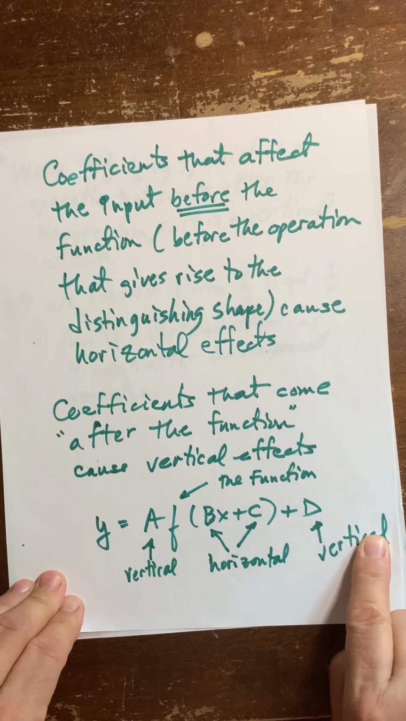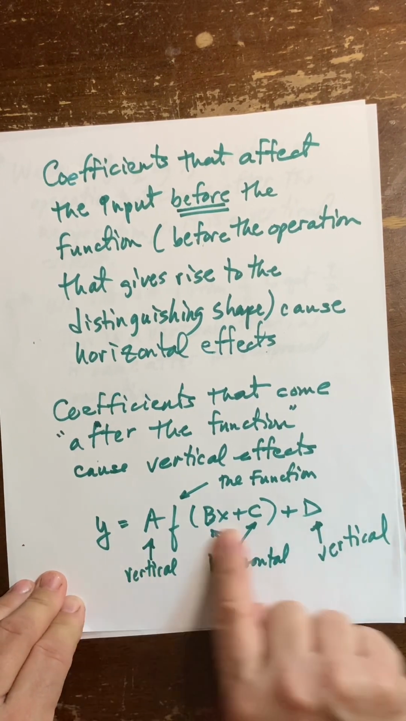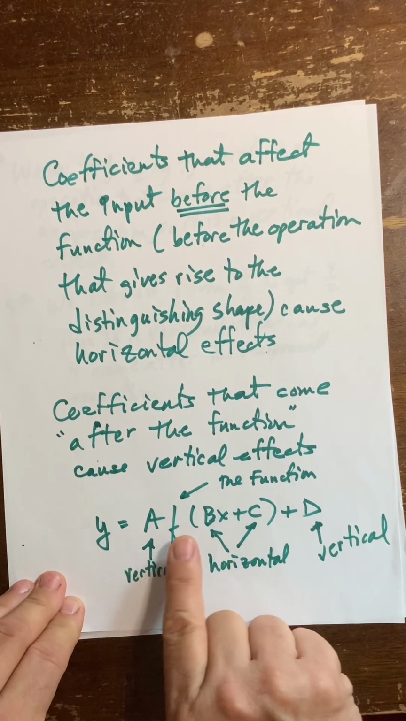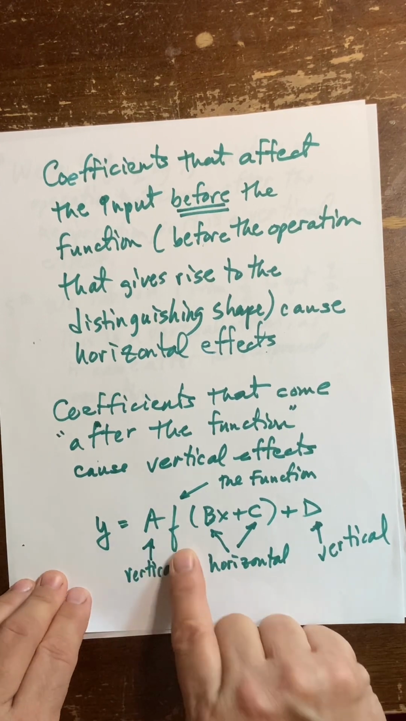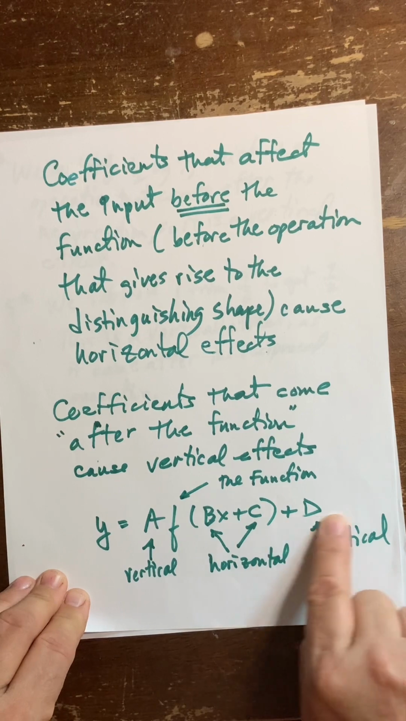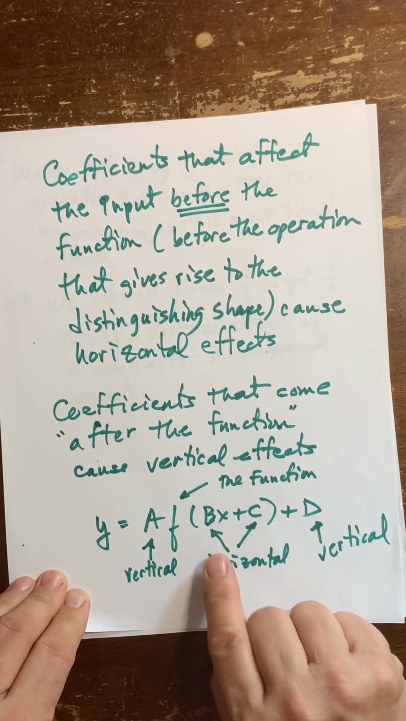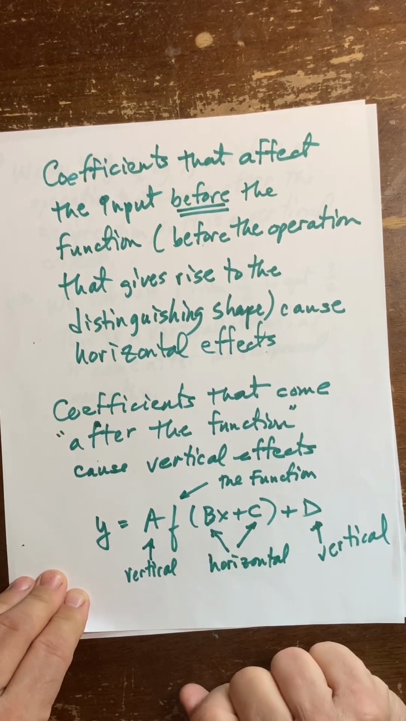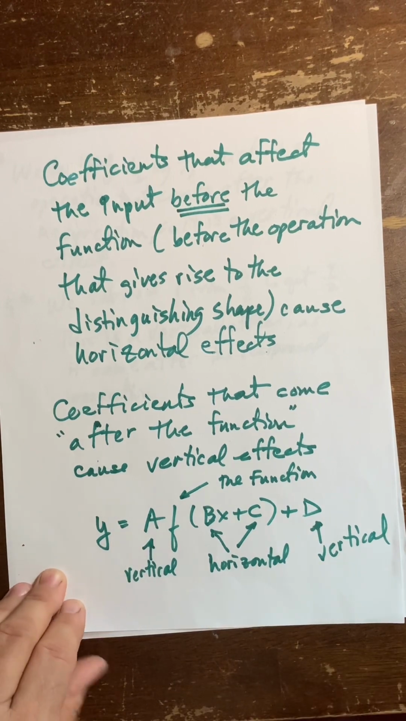And in general, when you write an algebraic function, this is how you write it: some coefficient a times the function, and then the input to the function is bx plus c, and then you have something like plus or minus d. So b and c are going to be horizontal effects. a and d are going to cause vertical effects.